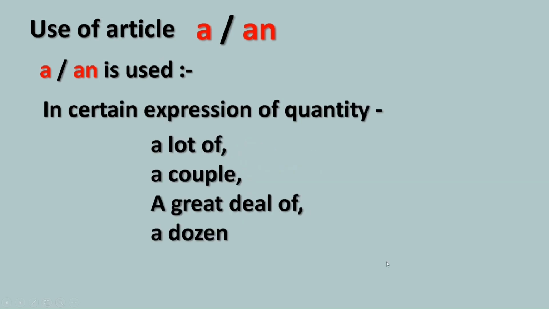See the next use: in certain expressions of quantity. When somebody wants to express or tell the quantity of a thing, then article a or an is to be used before the word. A lot of, a couple, a great deal of, a dozen. All these things represent quantity.